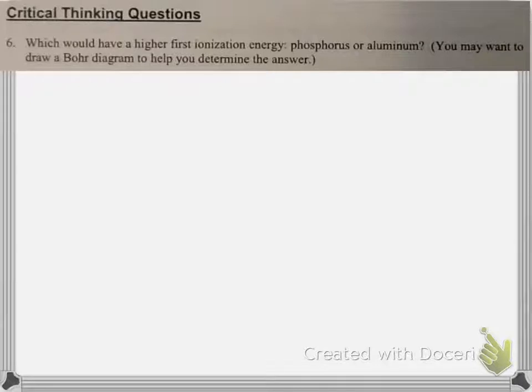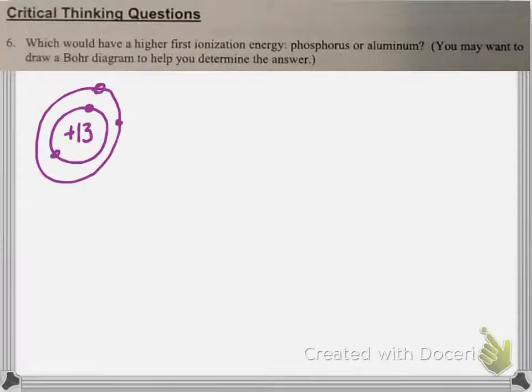So question number 6. Which would have a higher first ionization energy, phosphorus or aluminum? You may want to draw a Bohr diagram to help you determine the answer. So we're going to do Bohr diagrams. Aluminum has plus 13 protons, so we have 2 electrons in the first, 8 in the second, and then it's going to have 3 electrons in the third. So there's my aluminum.